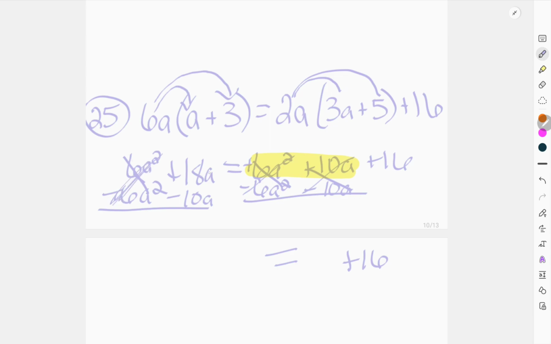And then I have a positive 18A and a negative 10A. So those are like terms, and I can subtract those. 18 minus 10 is 8A. And that's 8 times A. So the opposite of multiplication is division. And A equals whatever 16 divided by 8 is. I'm not going to put that answer down.